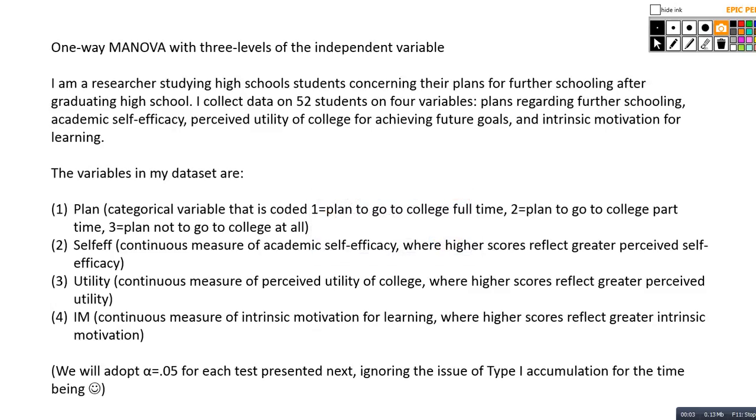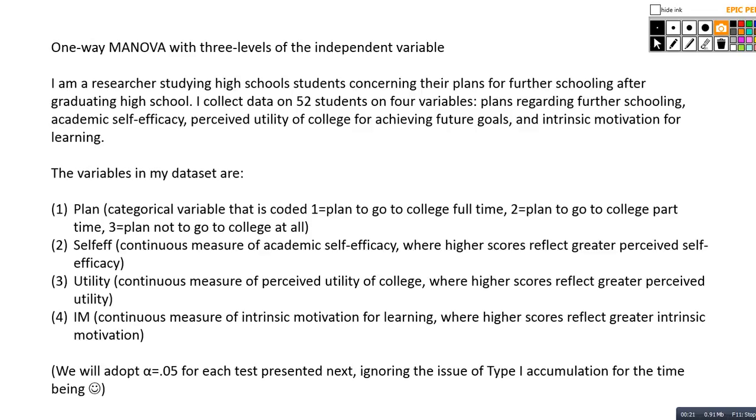In the next couple of videos, I'm going to illustrate how to carry out a one-way MANOVA where you have an independent variable with more than two levels. So for the example that I'm going to provide, it will actually have three levels of the independent variable.